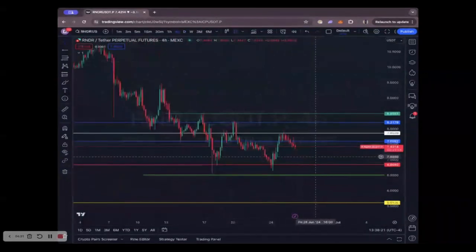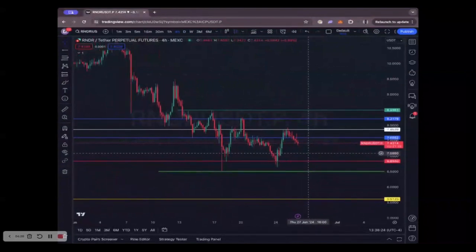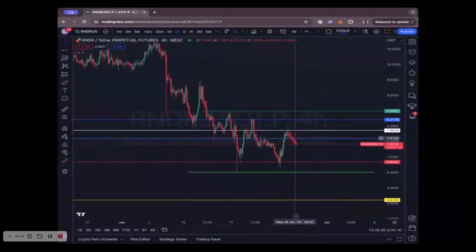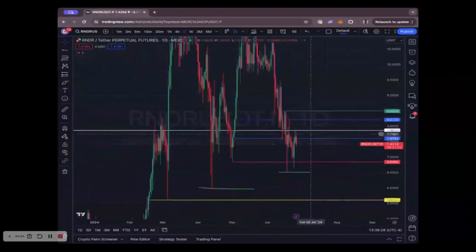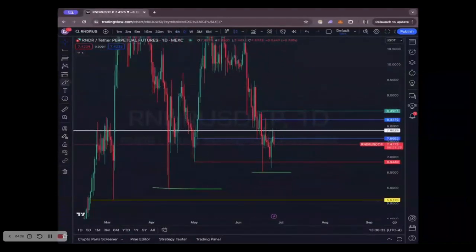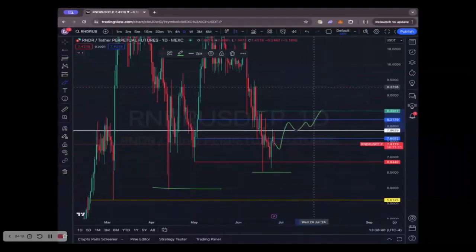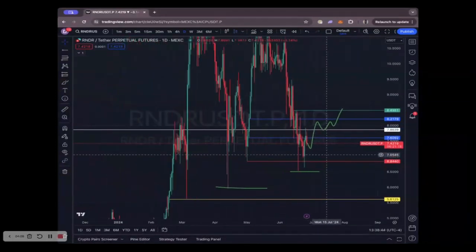But I would say again, if you're in shorts, risk manage. If we're able to close above this line in the next 4 candles, which is entirely possible, and we flip it like that, then by the monthly close, that would be amazing. But until then, I'm going to remain high time frame bearish.